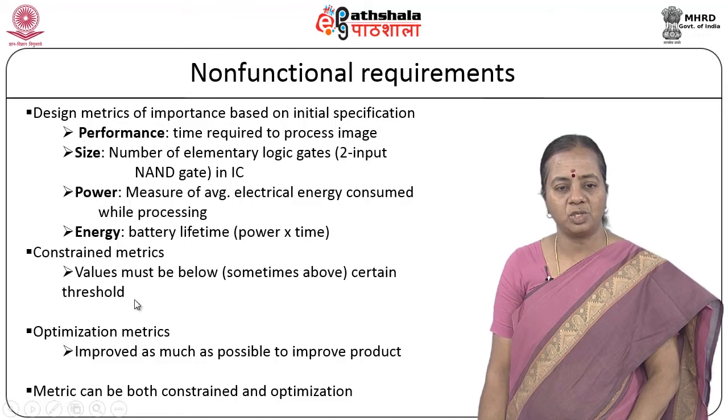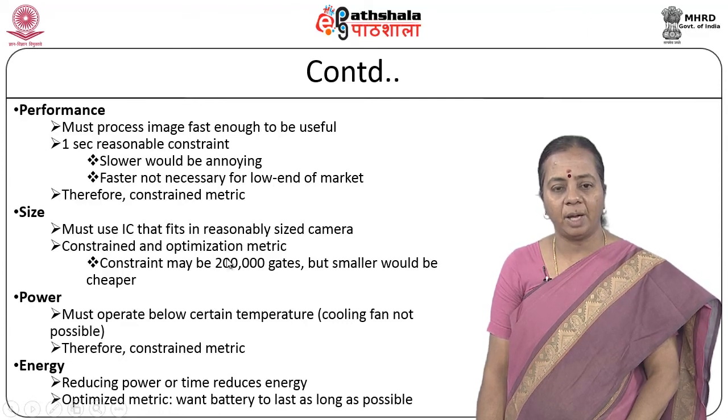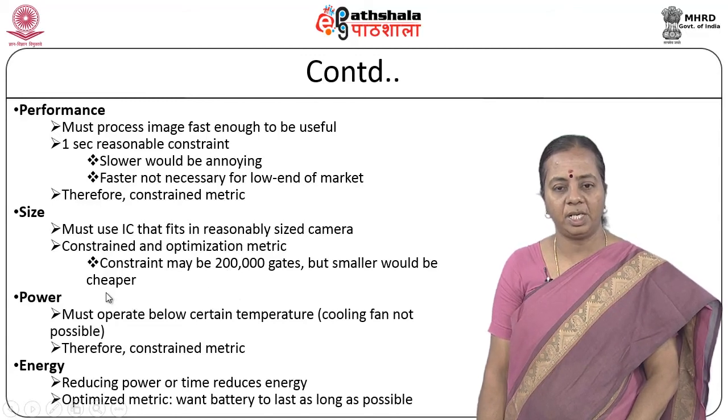When you are looking at constrained metrics, values must be below a certain threshold, while the optimization metrics are improved as much as possible to improve the product. So, you can have metrics that are both constrained as well as optimization. When you are looking at performance, it should process the image as fast as possible to be useful, and 1 second is a reasonable constraint. For size, the camera should be reasonably sized and have a minimum number of gates, so that we have a smaller size and the cost is also lower.